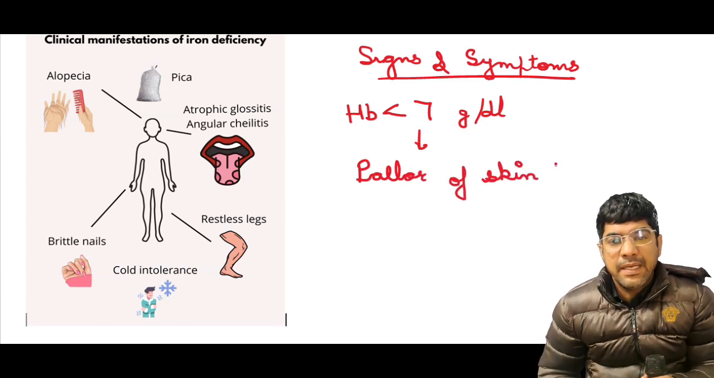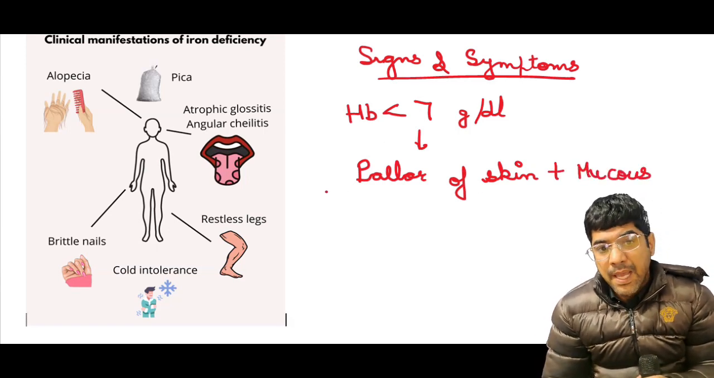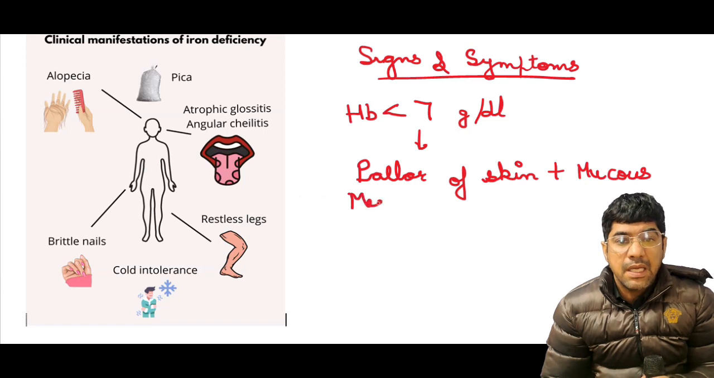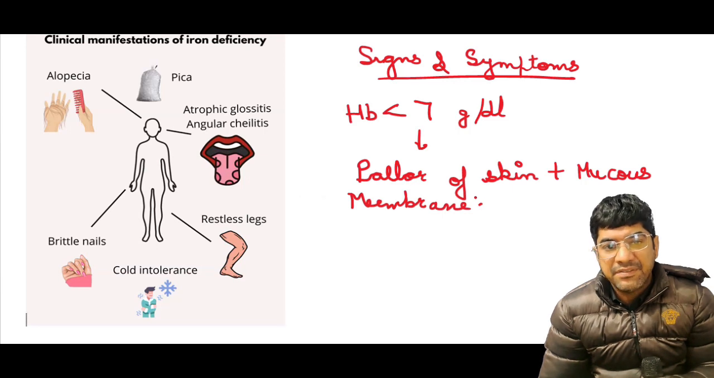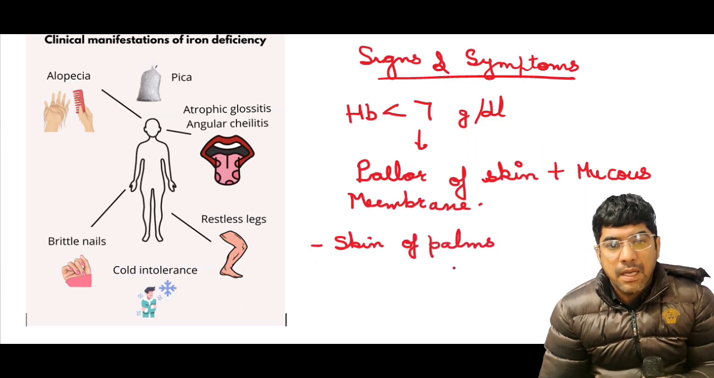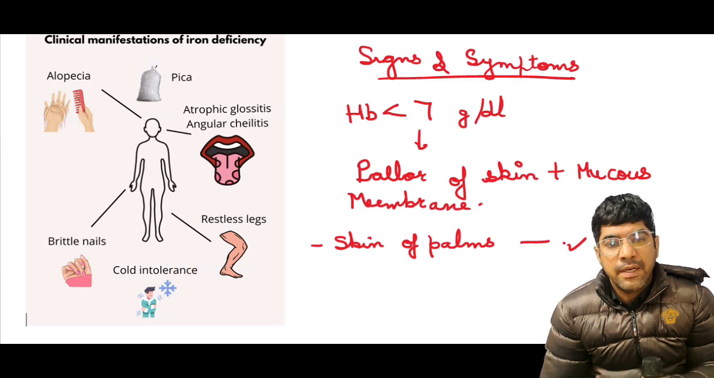So what is the main classical sign of anemia? Remember, the pallor or paleness of the skin and mucous membrane is the classical sign of anemia. This paleness may first be manifested in the palms of the hand, while the creases may retain their normal pink color until the hemoglobin concentration drops below 7 gram per deciliter.